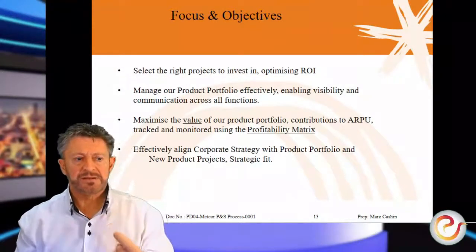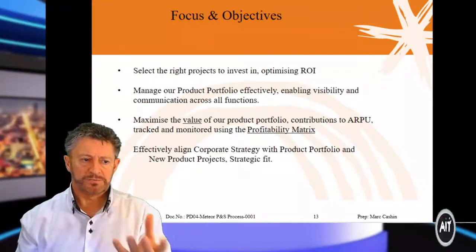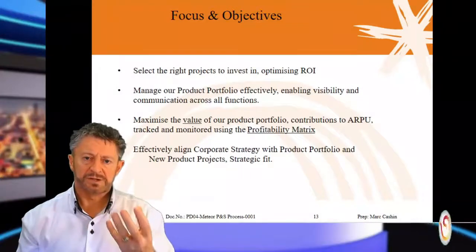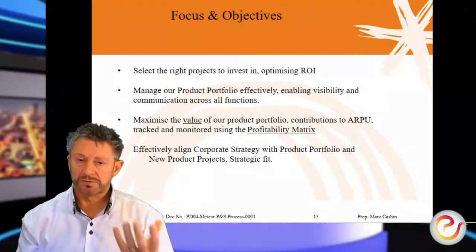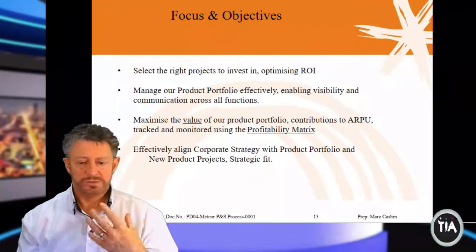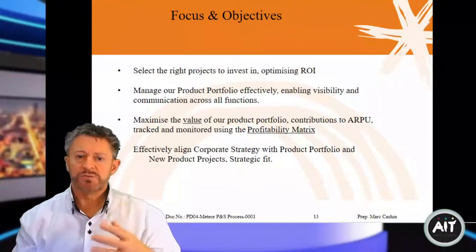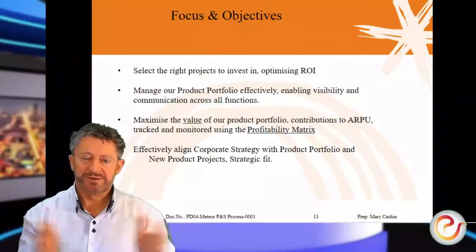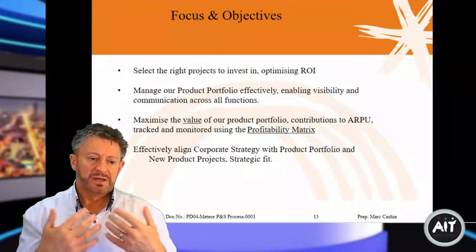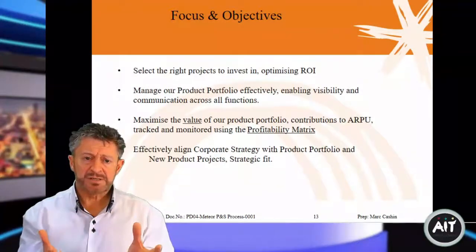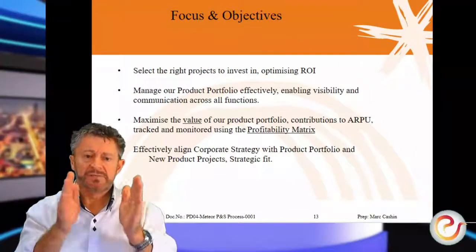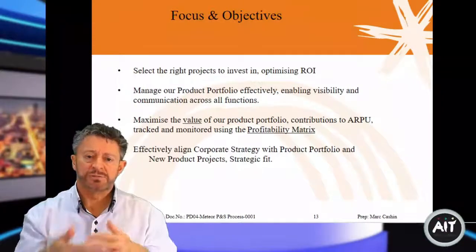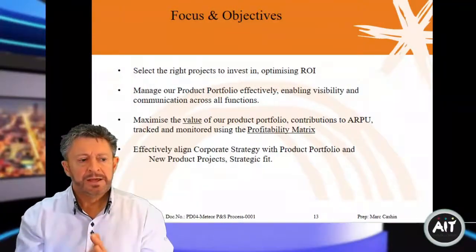And then effectively align our corporate strategy with our product portfolio. So we knew our strategic fit, based on our roadmap that we all agreed on. It wasn't just Mark Cashin, it wasn't just Mark Cashin's department. It was everyone in the organization. I just drew it together to help everyone get some clarity. Based on that, we had an idea for the next 12 months, and then we knew where we were going the 12 months after that as well, because the roadmap expanded out.